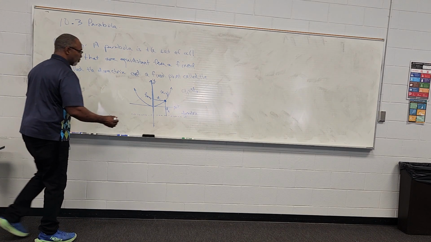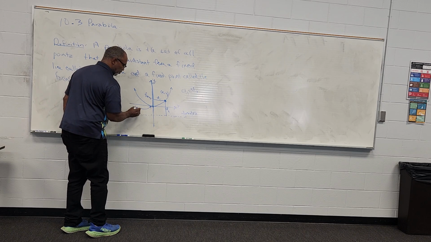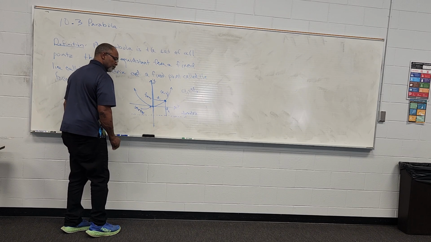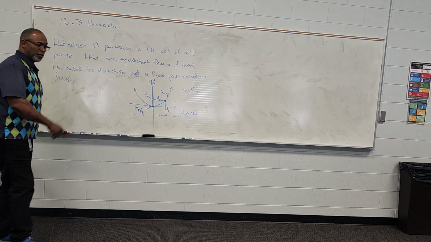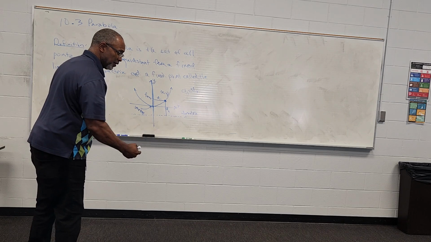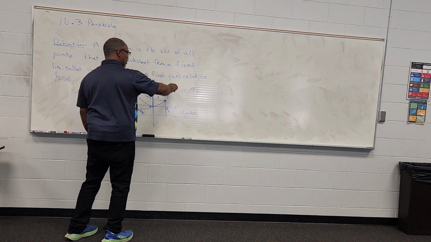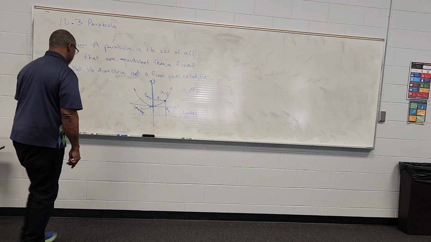The vertex of the parabola would be right here. This point is called the vertex. That's where it changes from a decreasing function to an increasing one, or vice versa. This function is decreasing, hits the vertex, and becomes increasing. That's the vertex.